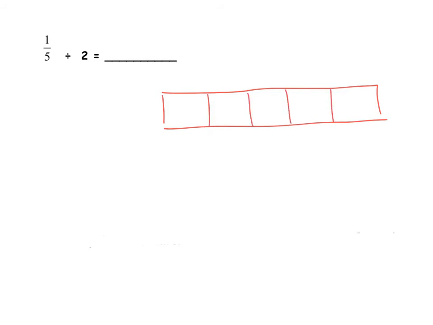Problem number 2. I have 1/5 divided by 2. So with my tape diagram, I need to make it into fifths. And this whole thing is one whole. So here's my 1/5. Everything else is empty. And I need to take that 1/5 and divide it in half.